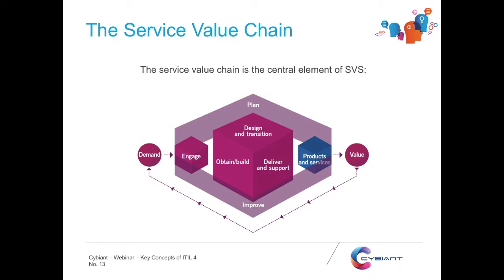After planning, we move towards design and transition. So this is the place where we design the services and transition them so that they can be used in a live environment. After we've transitioned it into the live environment, we need to make sure that it's being delivered and supported. So this is what we refer to as service operation in the ITIL V3 kind of model. So these are some of the main components of the service value chain. What I want you to remember for now is that the service value chain is really at the heart of the service value system. And it provides all of the activities and steps that you would need in order to bring products and services into the live environment in order to deliver value to customers.